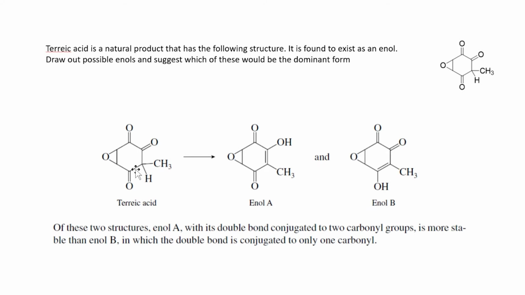So once it forms the enol, one of the enols is this, and the other enol, if it tautomerizes with this carbonyl, is enol B. Of these two structures, enol A, with its double bond conjugated to the two carbonyls, so this double bond is conjugated to both these carbonyls, is more stable than enol B, which is conjugated only to this carbonyl. So I would expect that enol A is going to be more stable.